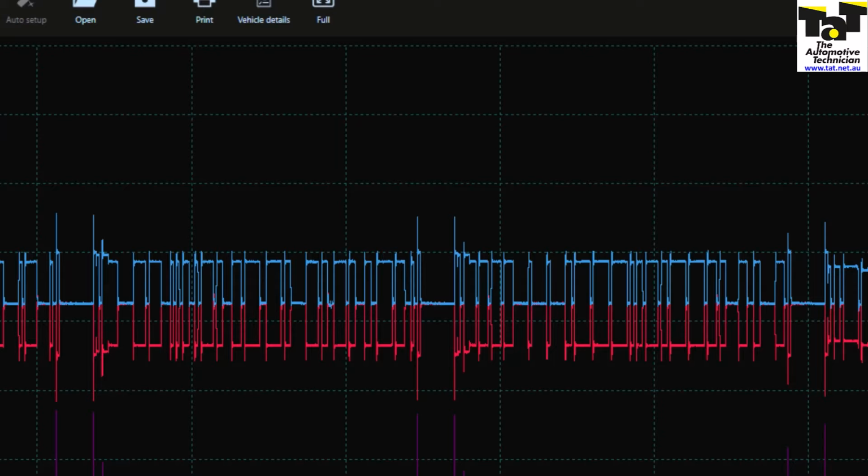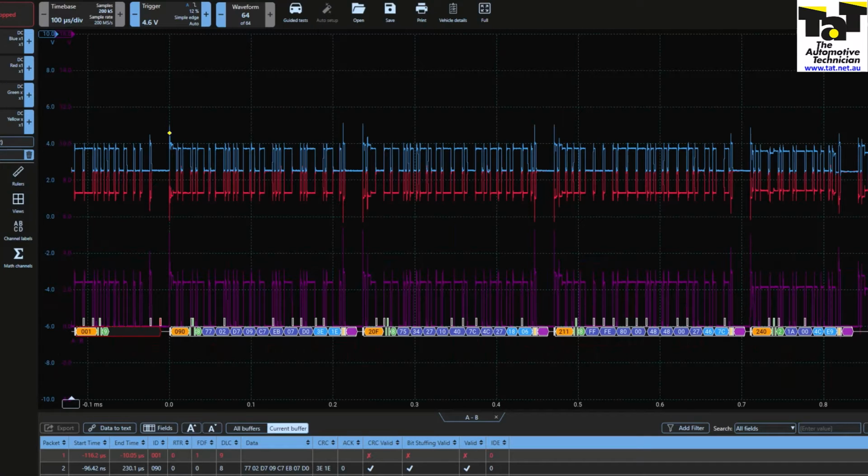If you've only got a one channel scope, for example, you may be thinking that you can't actually look at a CAN network because of this two channel design that you're normally used to looking at on a typical high speed CAN network. If you look at the bottom here, we've got a math channel in purple.